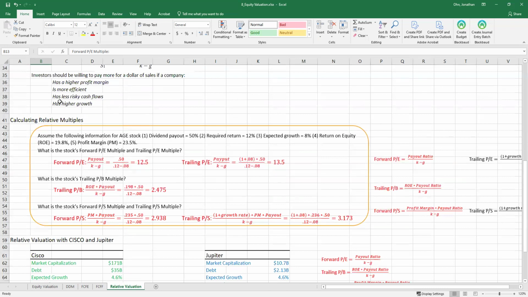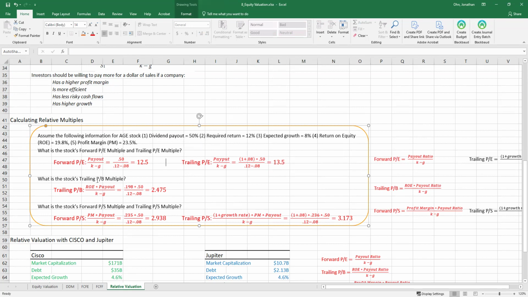Now, this is how to calculate the relative multiples. Forward P/E ratio is payout ratio over K minus G. Payout ratio is 50%, and the required return, the cost of equity, is 12%. We use the CAPM required return to calculate this. Then minus growth rate of 8%, that's 12.5. Trailing is 13.5.